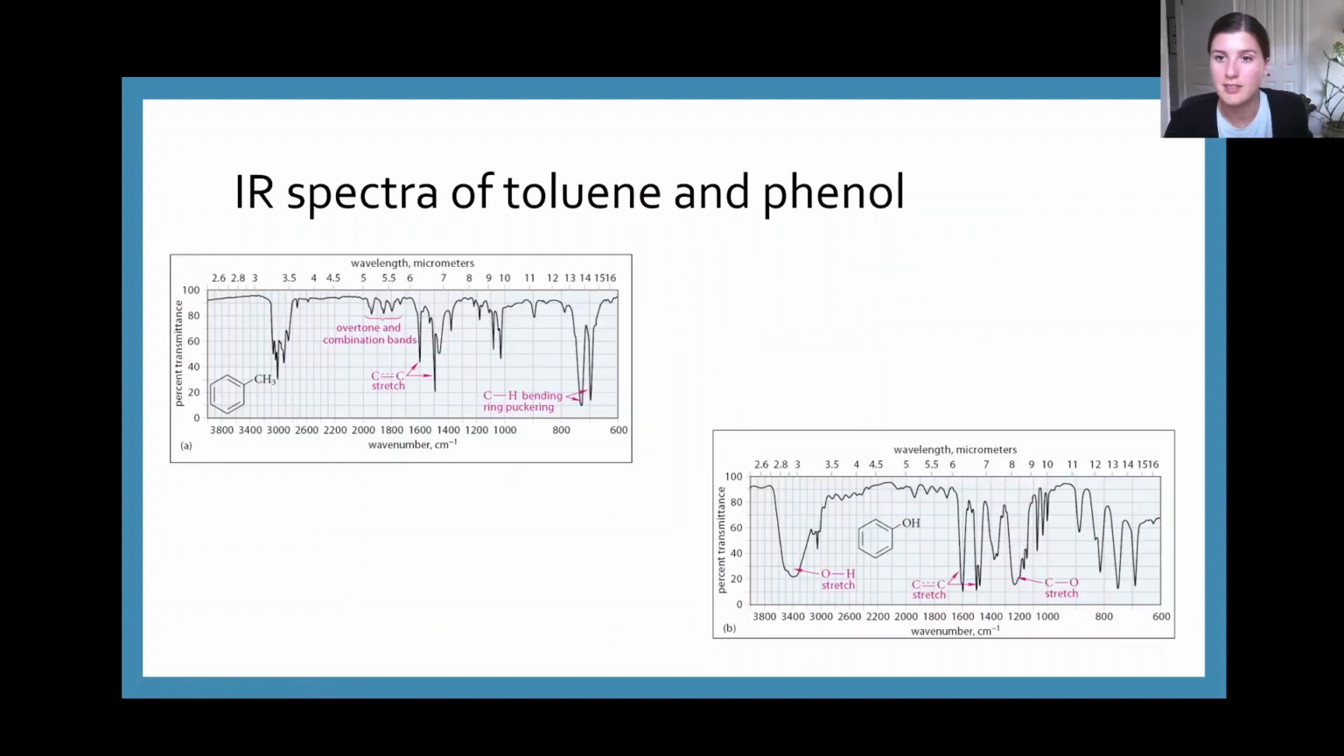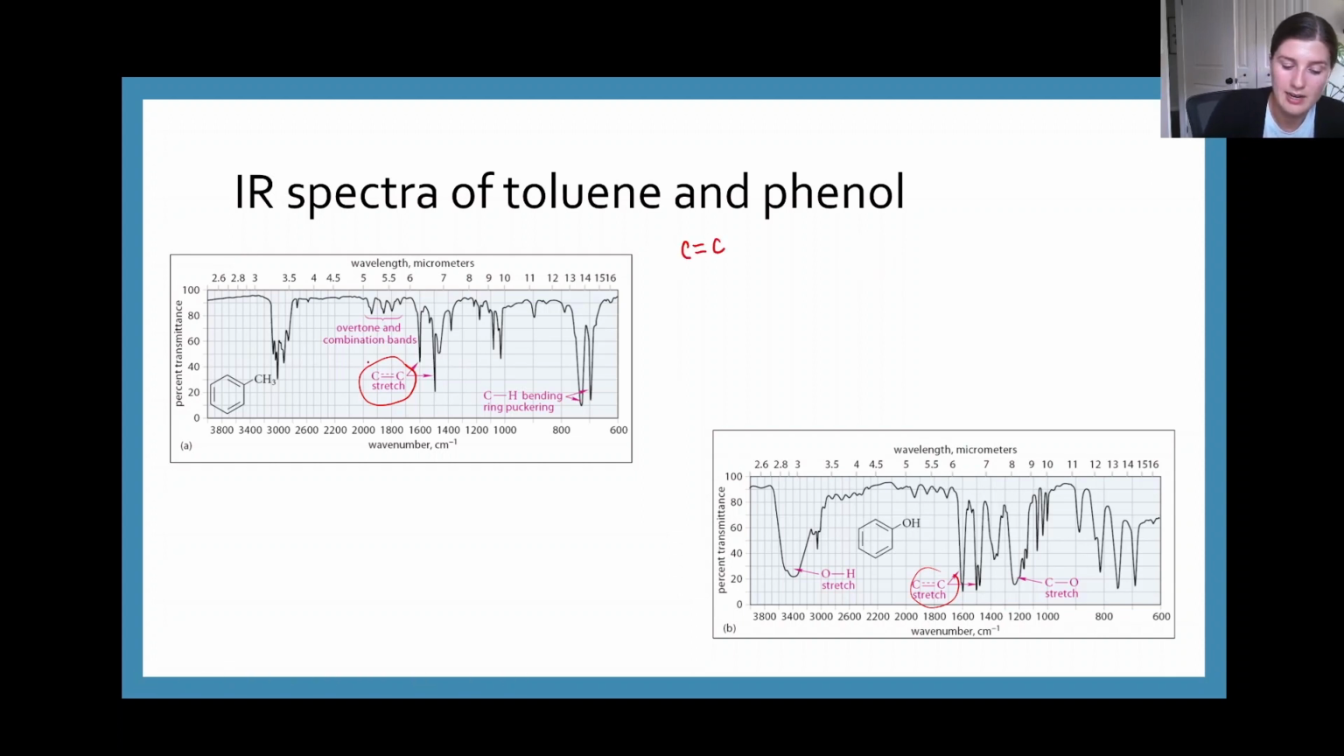Here I have the IR spectra of toluene and phenol. The molecules are drawn in each of the spectra, so you can see which one is for toluene and which one is for phenol. One thing that's characteristic about aromatic rings in IR spectra is this carbon-to-carbon double bond stretch. There's typically two peaks, one at about 1600 and one close to 1500 wave numbers. This is a little bit lower than carbon-to-carbon double bonds in typical alkenes.